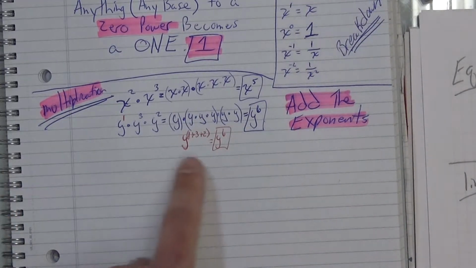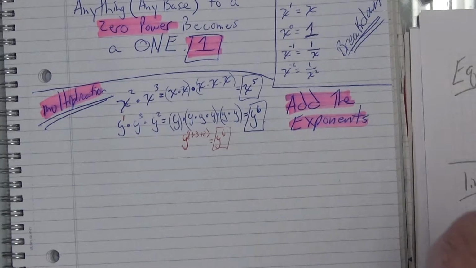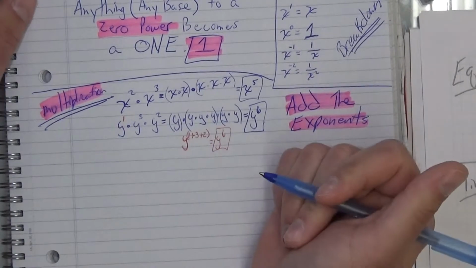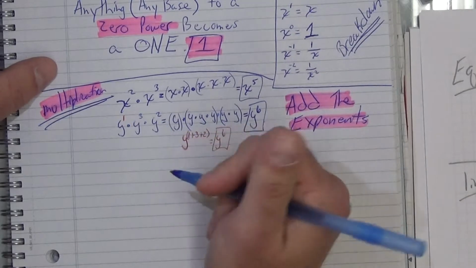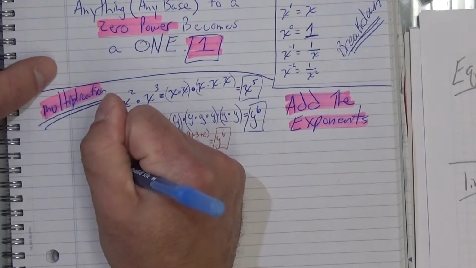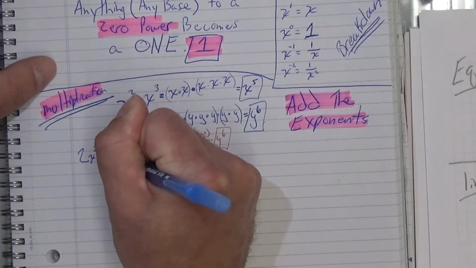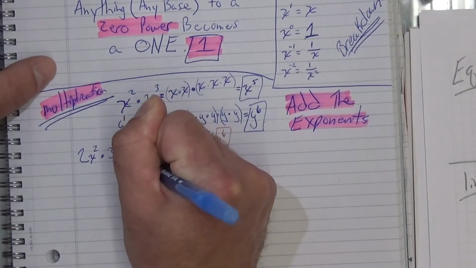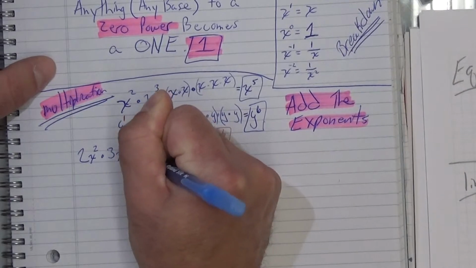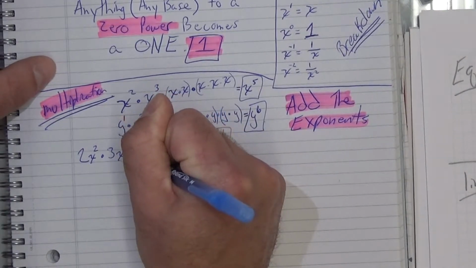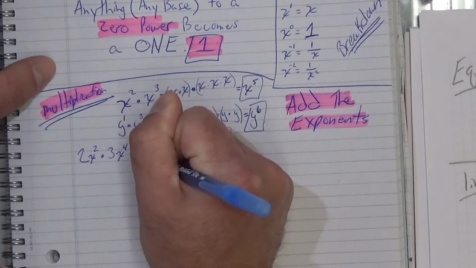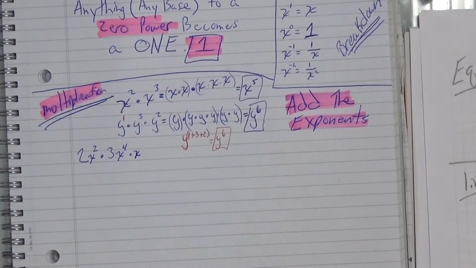Guys, I'll give you another example, and then I want you to start coming up with your own examples. I know Jason started this the other day. So I'm going to say, what if I say 2x squared times 3x to the 4th times x? Yeah, how about that?